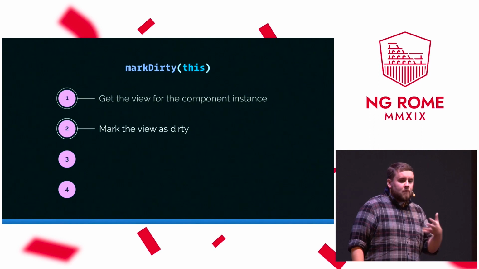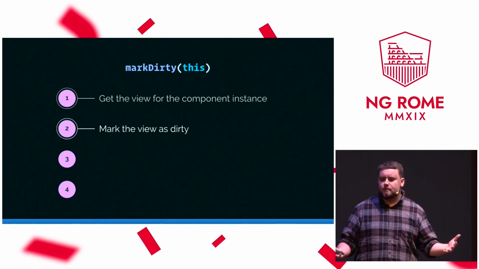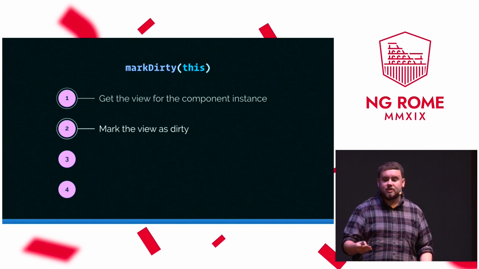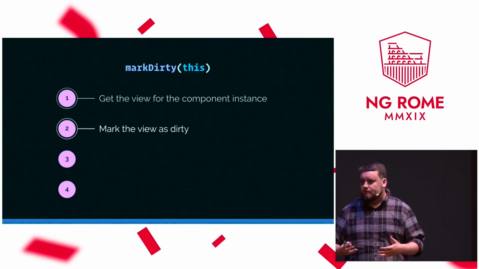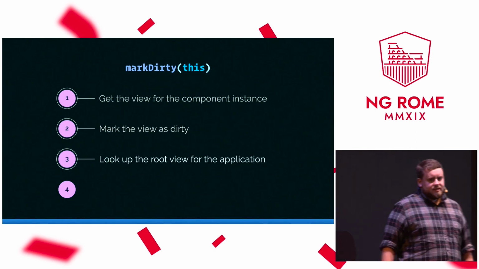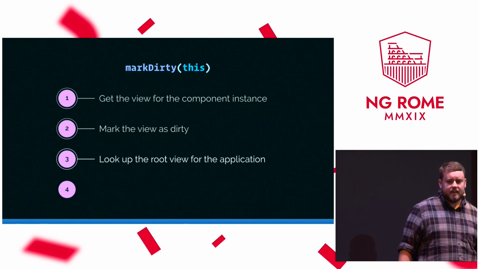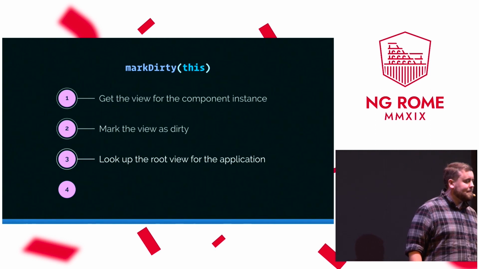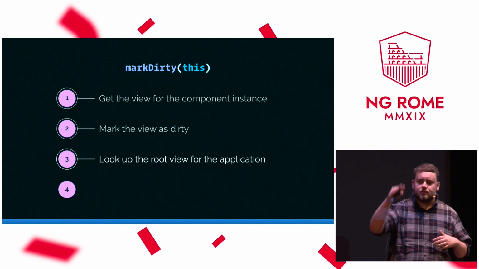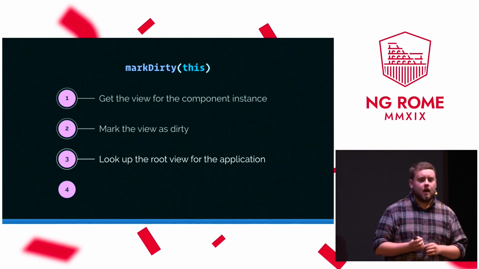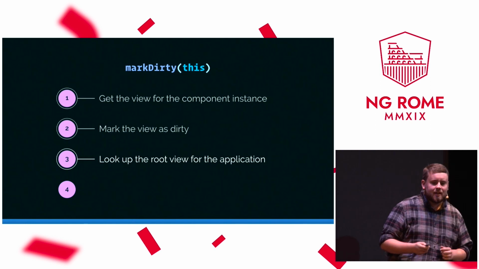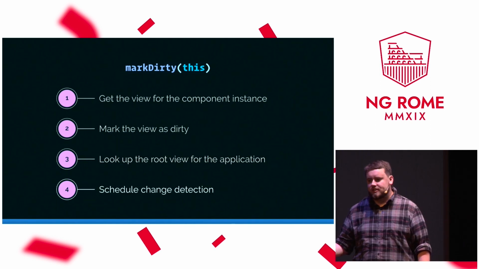From there, it marks the view as dirty. This seems familiar to us. This is how Angular works today. This means that the next time change detection runs, that view will get recreated. Then it does something pretty interesting. Unlike in an Angular application today, markDirty in an Ivy app then walks up the component tree to find the root of that component tree, our root application component. And it uses that component to actually schedule change detection.